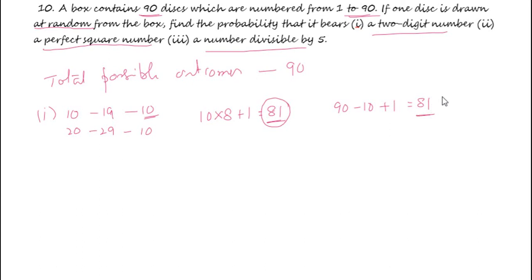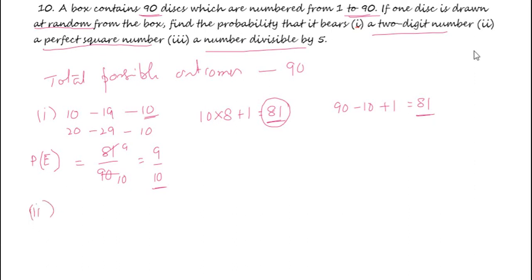Now this is the favorable outcome number. So probability of this event, that the disc that you have randomly drawn is a 2-digit number, is number of favorable outcomes 81 divided by total outcomes 90, 9 nines are 81, 9 tens are 90, that is 9 by 10. The first one. Now second one.